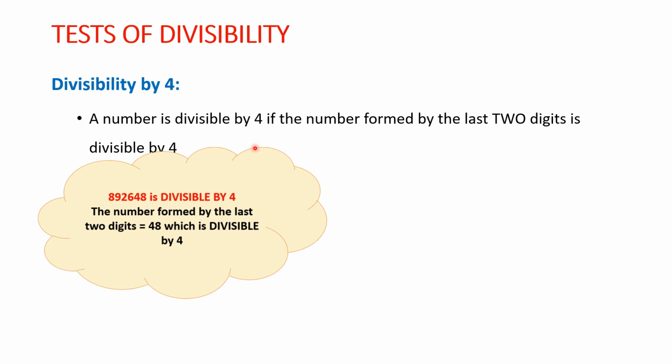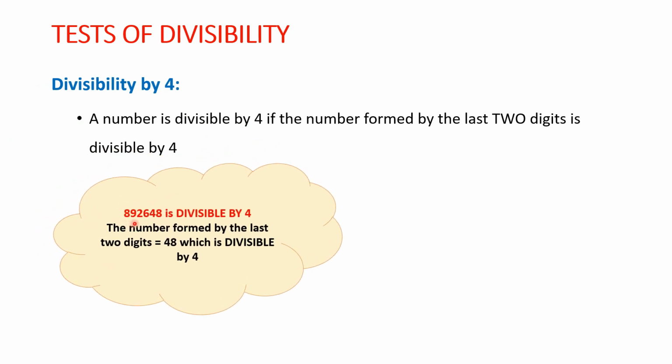Let's take an example. Let's consider the numeral 892648 and it is divisible by 4 because the number formed by the last two digits is 48. 48 is divisible by 4. Therefore, the given numeral is also divisible by 4.